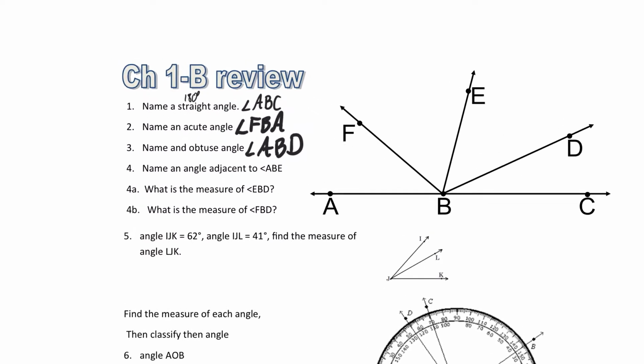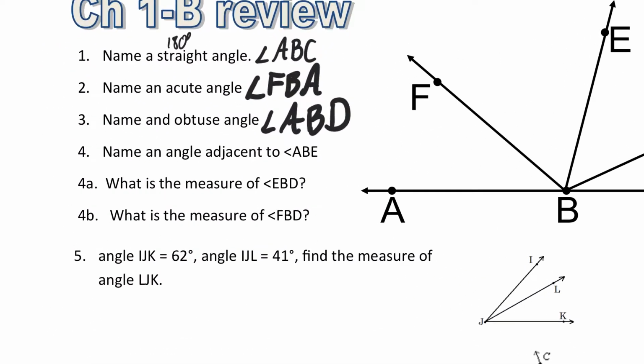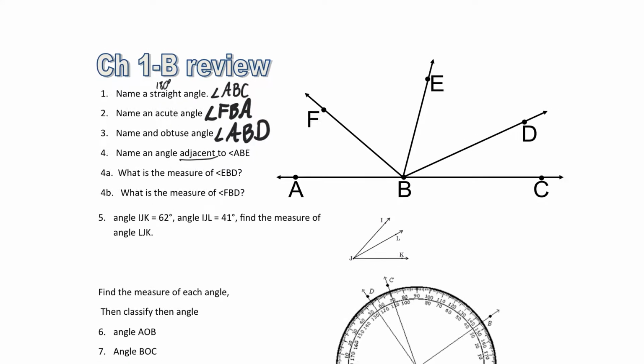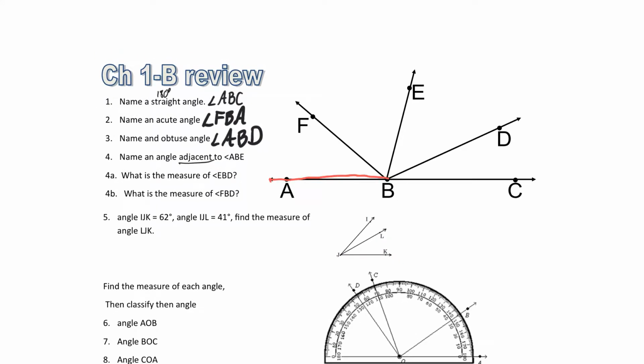Okay, name an angle that's adjacent to angle ABE. So what does adjacent mean? Shares a vertex and a side. So right here is ABE. So what would be adjacent to ABE? Okay, you could say EBD, that would work. Or you could say EBC, that would work as well. Any of those would be good. Alrighty.